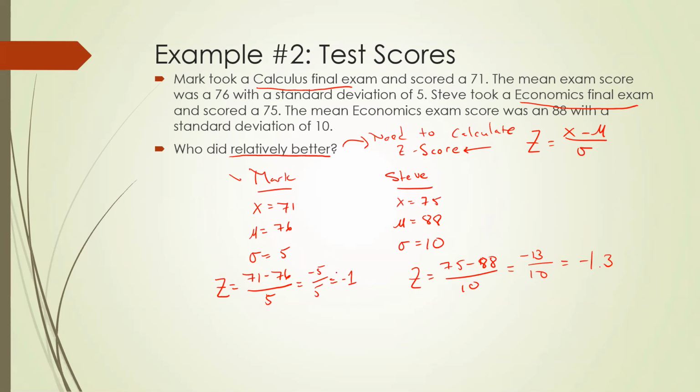All right. So what we're saying here is Mark is 1 standard deviation below the mean, whereas Steve is 1.3 standard deviations below the mean. So I know it's posted in the forum there, but who did relatively better? I'm looking at the z-scores now. Mark. Yeah, Mark. Calculus is a little bit harder than economics, I would think.